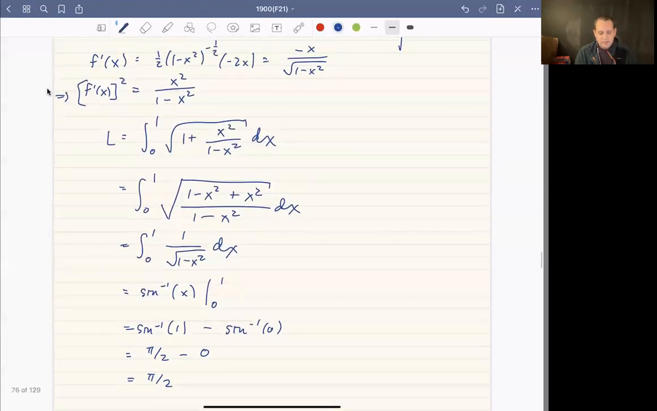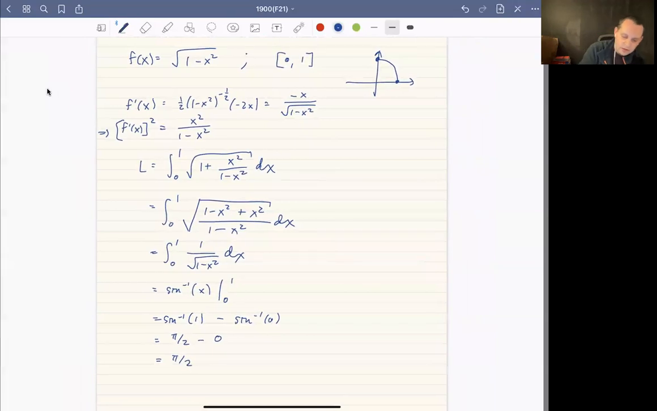And what I was hinting at before, that you probably already knew, is that this is just the piece of the unit circle in the first quadrant. We know that the circumference is going to be 2 pi r. In our case, r is 1, so the circumference of the unit circle is going to be 2 pi. And then we split it up into 4 equal pieces. So that's why pi over 2 is the right answer here. Everything works out.